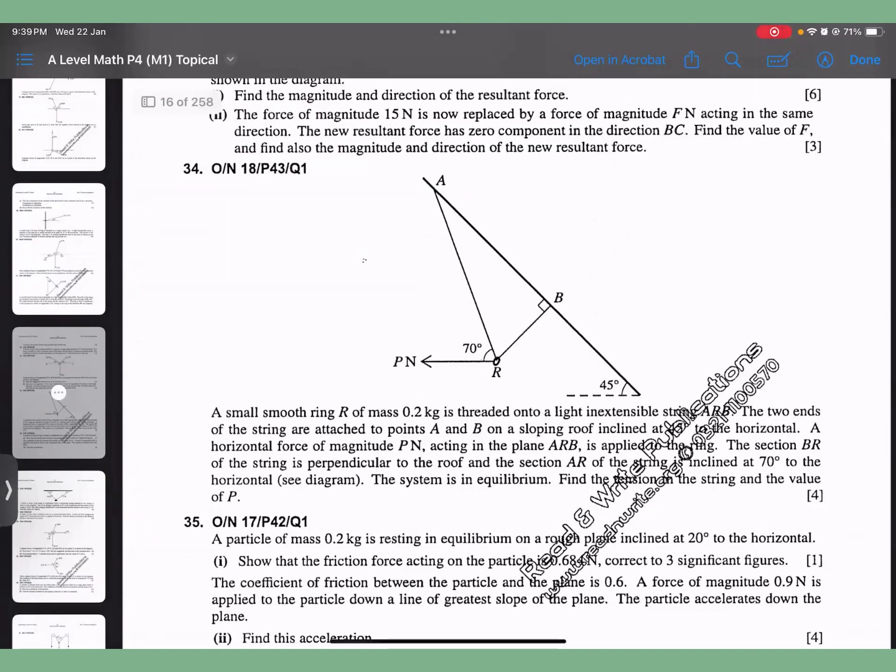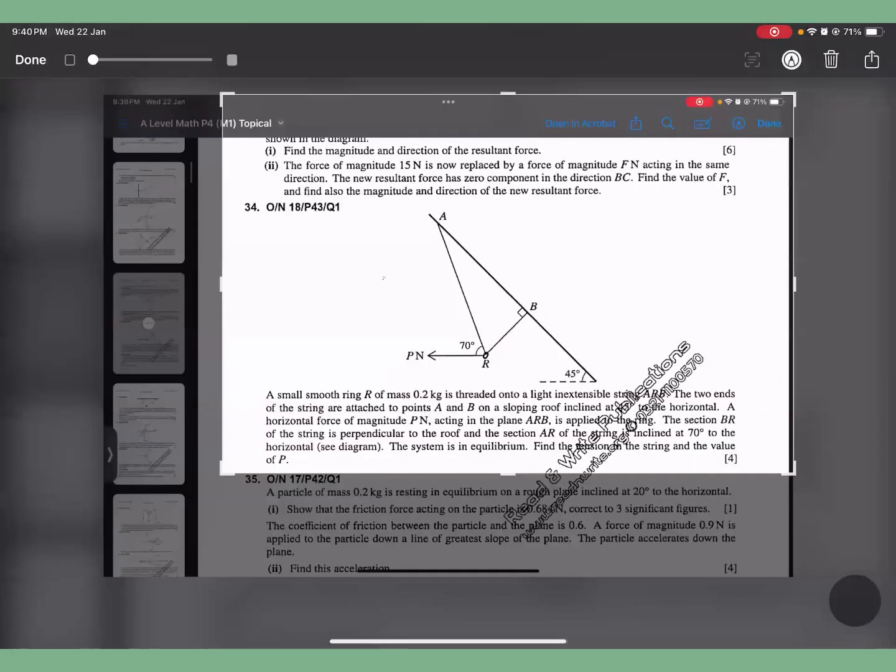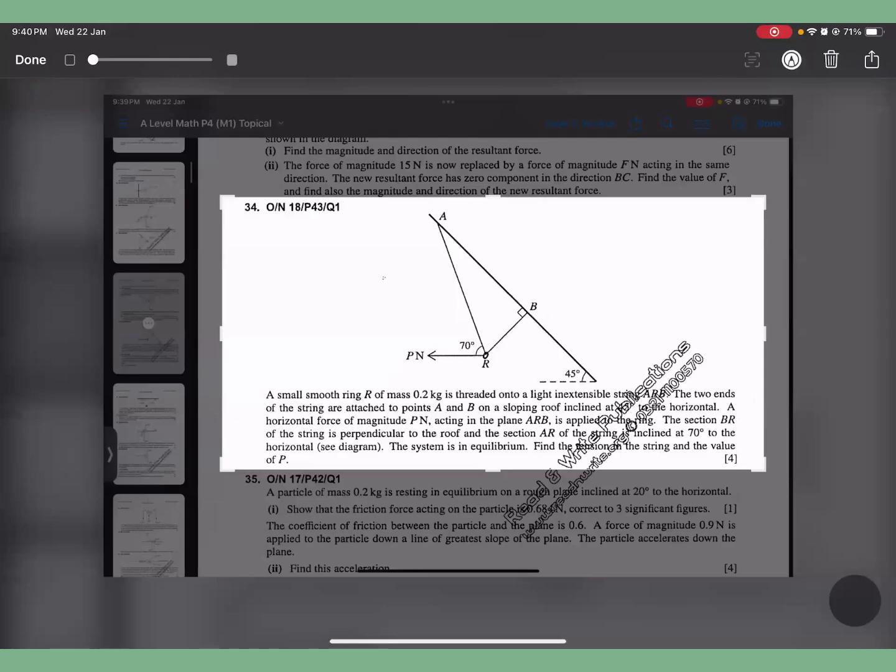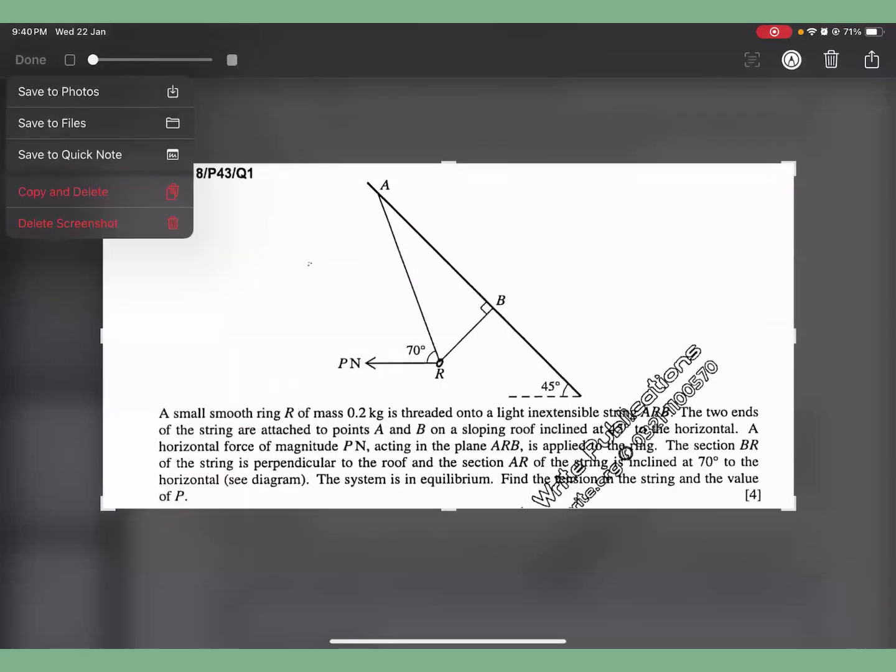This is, let's see, a small smooth ring of mass 0.2 is threaded onto a light inextensible string ARB. Okay, this is a good one. Sometimes this question comes in combination with others as well, so we have to carefully choose the ones which we can do right now.